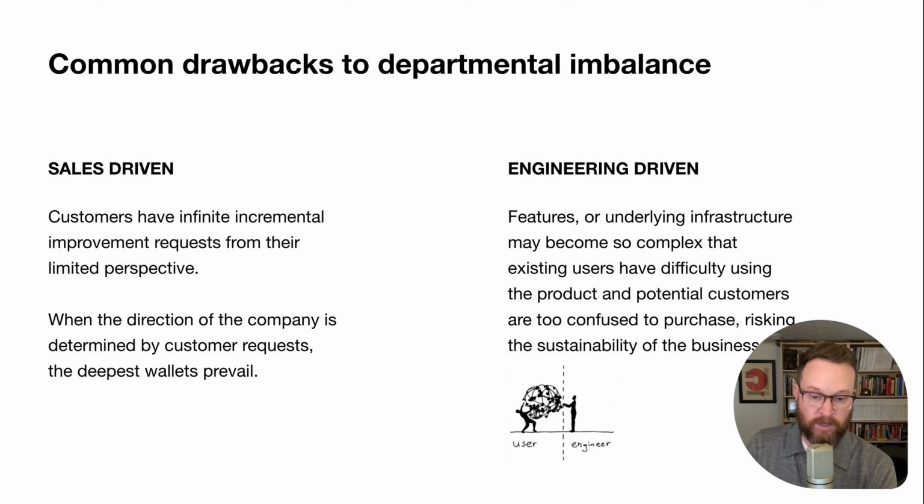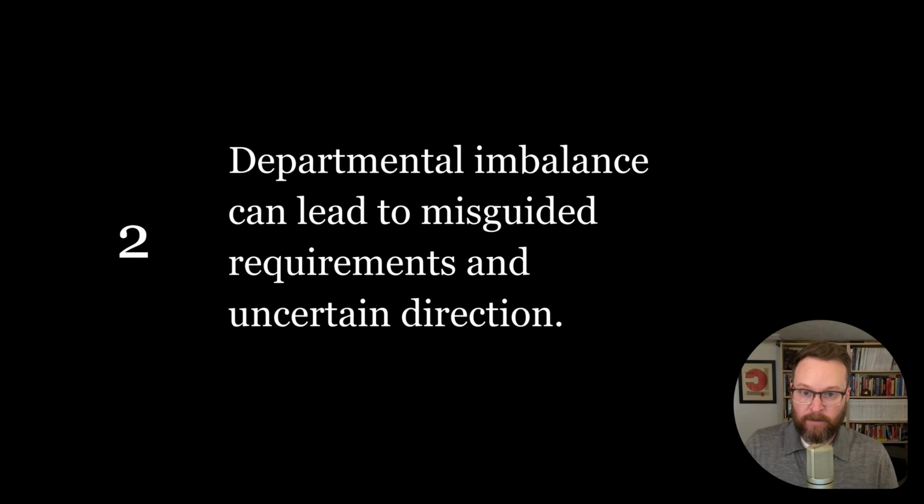You also could run into heavy technical costs of implementing new technologies or switching technologies, and long development times, which slow down estimates and deliverability. So there are some issues there. So that's what I refer to as departmental imbalance that can lead to misguided requirements and uncertain direction.